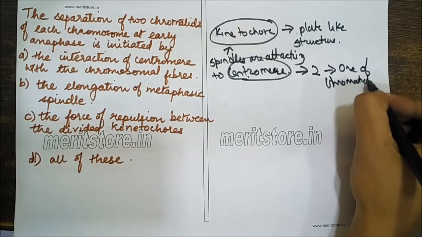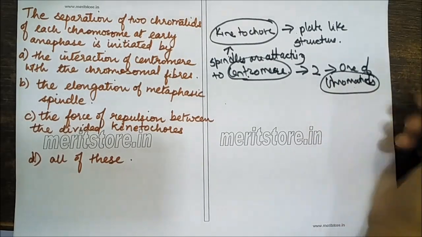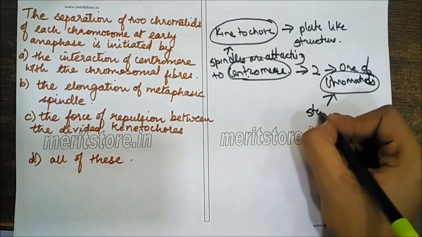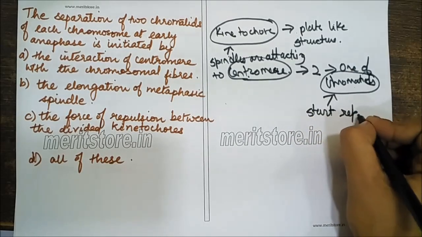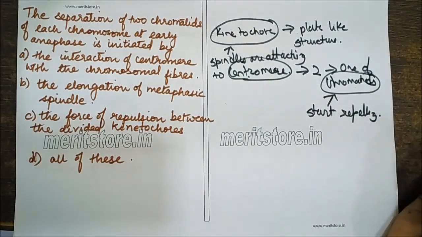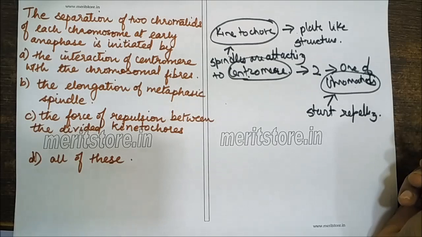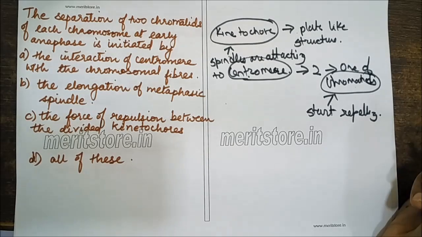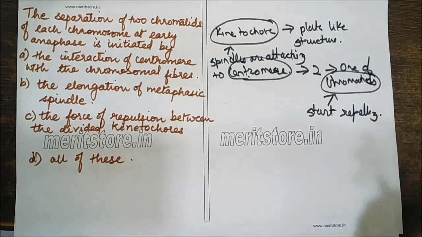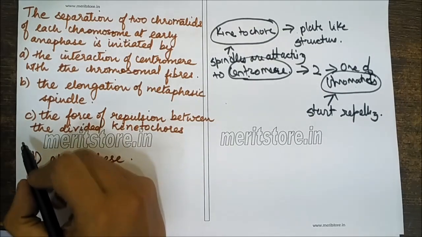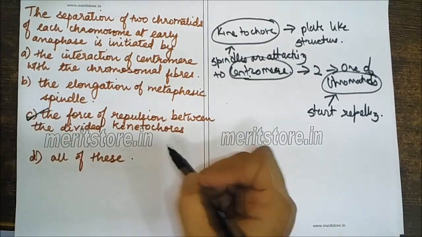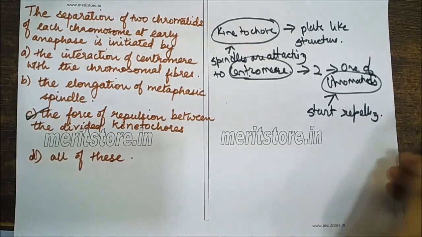Now what happens is the chromatids will start repelling, so that the division into daughter cells takes place. So the separation of two chromatids of each chromosome at early anaphase is initiated by, the correct answer would be, the force of repulsion between the divided kinetochores. All right. Next.